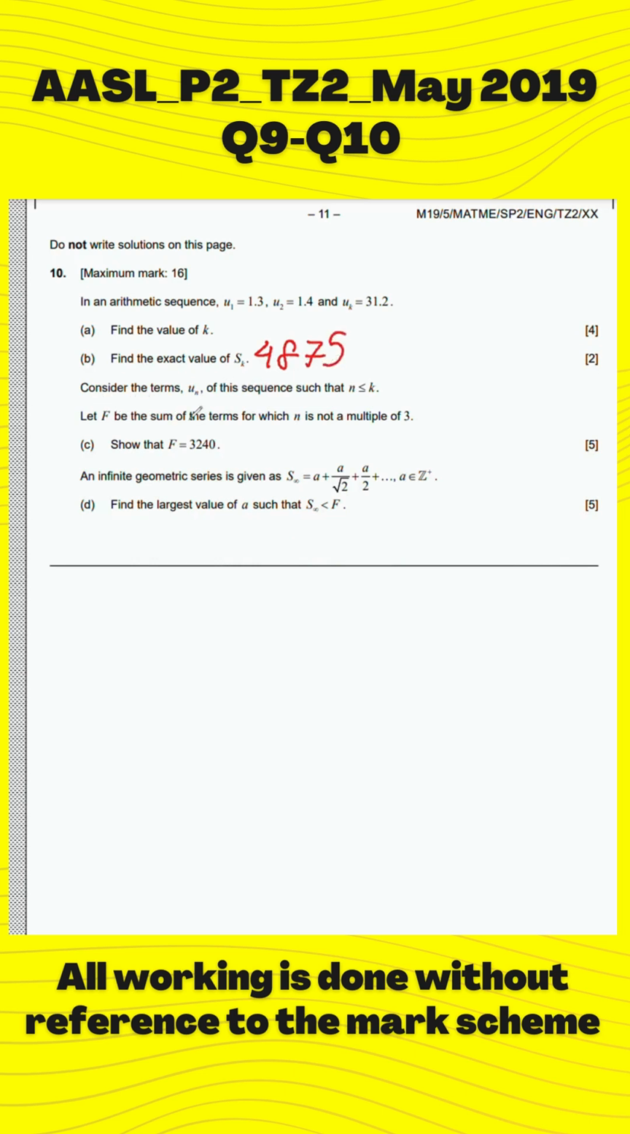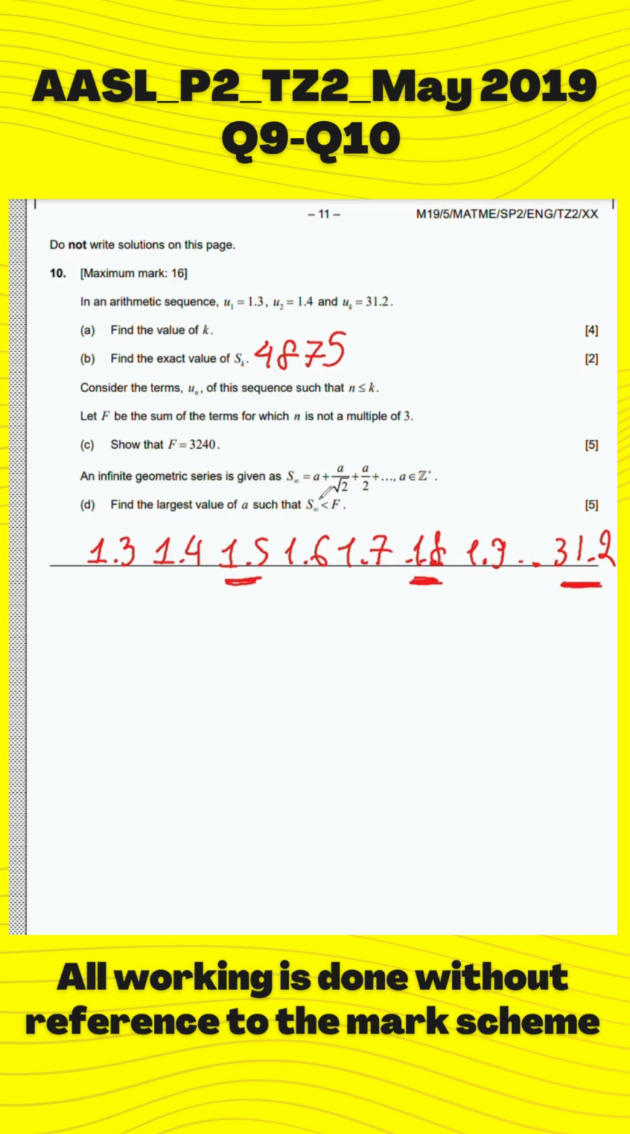Let F be the sum of the terms for which n is not a multiple of 3. Show that F equals 3240. So the first term is 1.3, the second is 1.4, 1.5, 1.6, 1.7, and continue 1.8, 1.9, and continue to 31.2. Okay, so I will find the sum when n is a multiple of 3. So this term, and continue until this one.